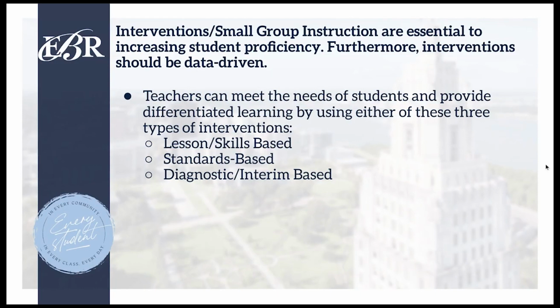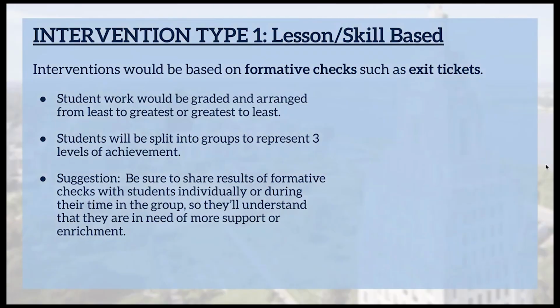So teachers can meet the needs of students and provide differentiated learning by using any of these three types of intervention: lesson skill-based, standard-based, diagnostic interim-based. So with any of the intervention types, you want to make sure your student work has been graded and you have given feedback as well, and arrange those from least to greatest or greatest to least. Then you want to split those students into groups by the three levels of achievement. Again, be sure to share the results with them and give them that individual feedback so they know exactly what their misconception was or where they were struggling.